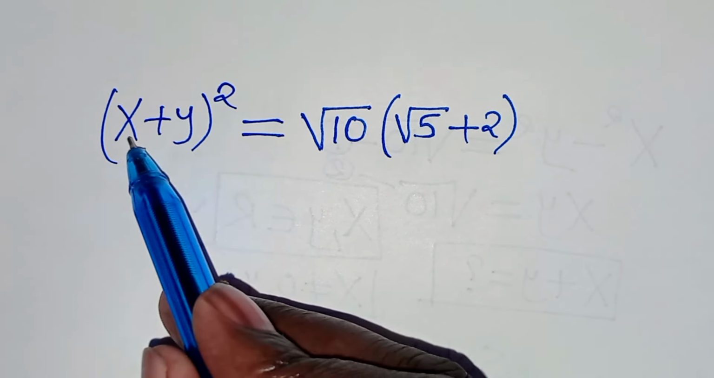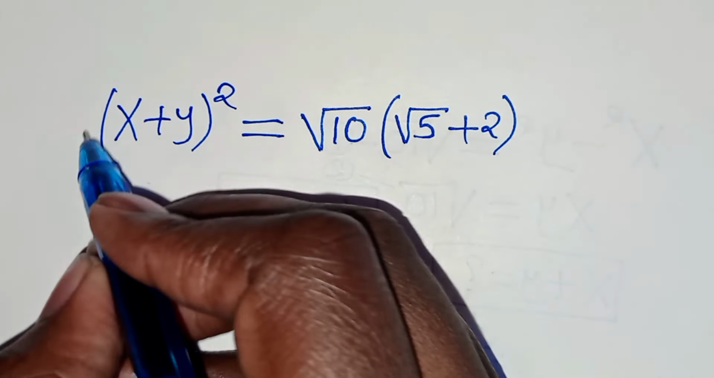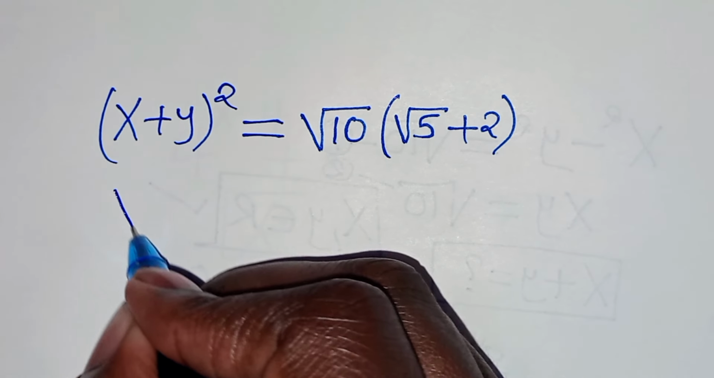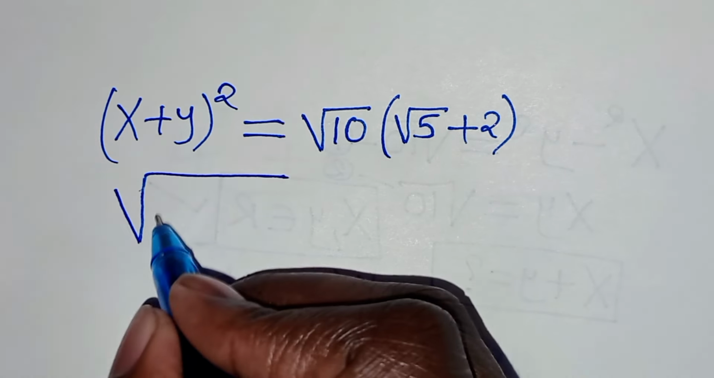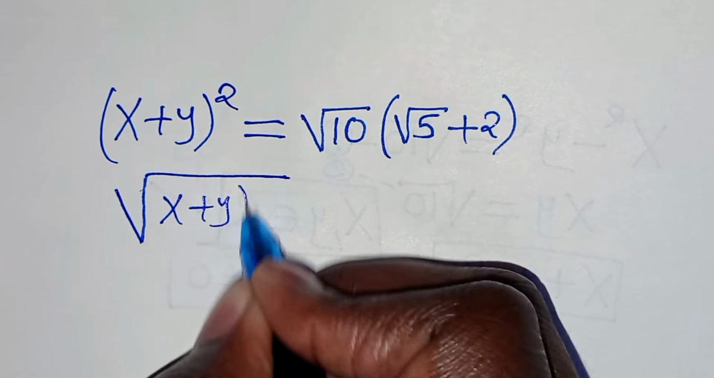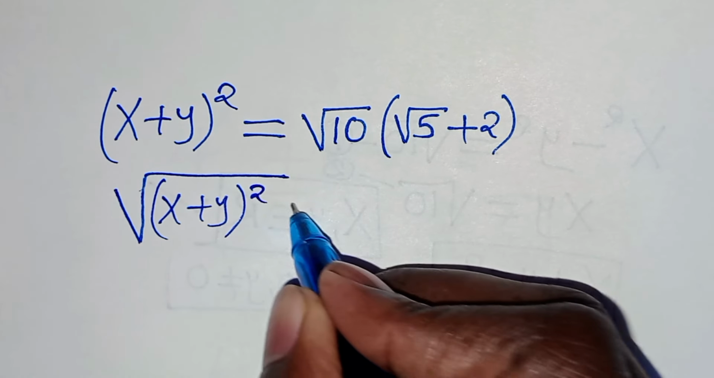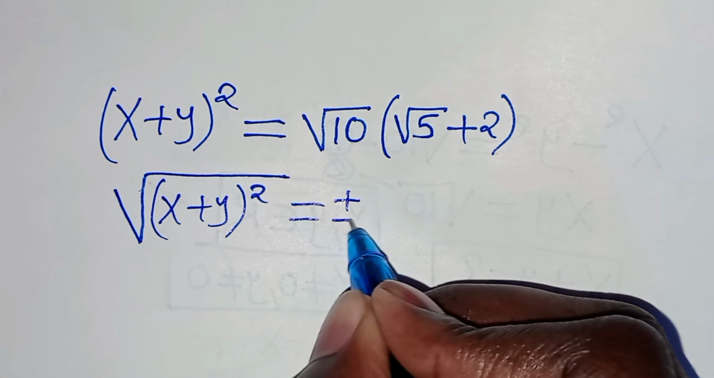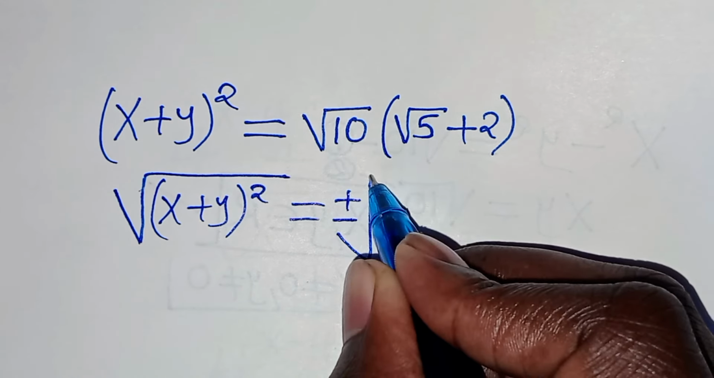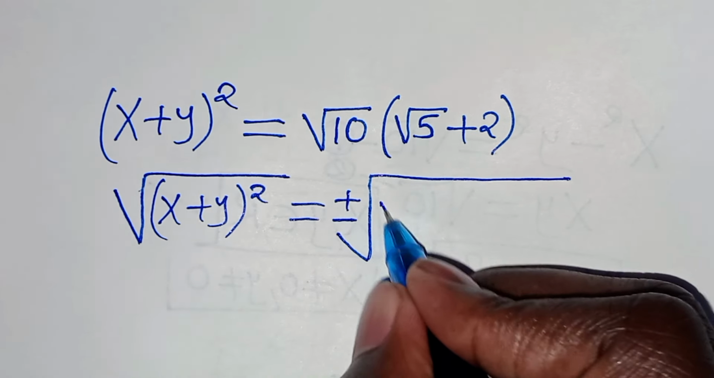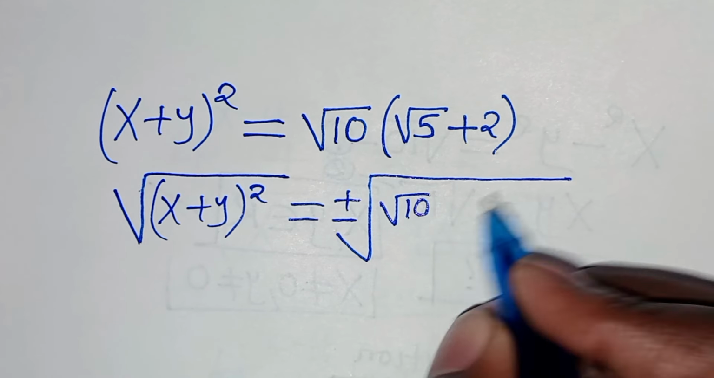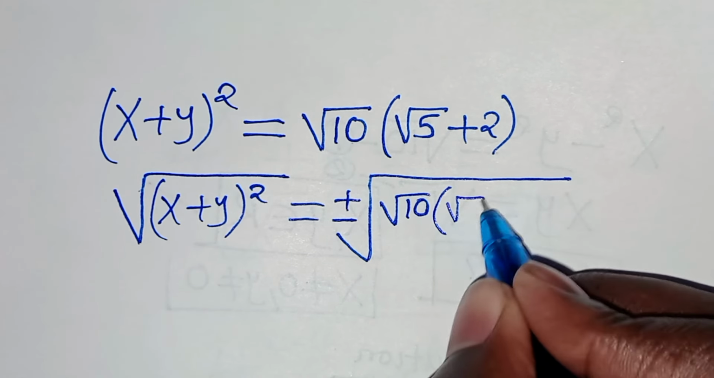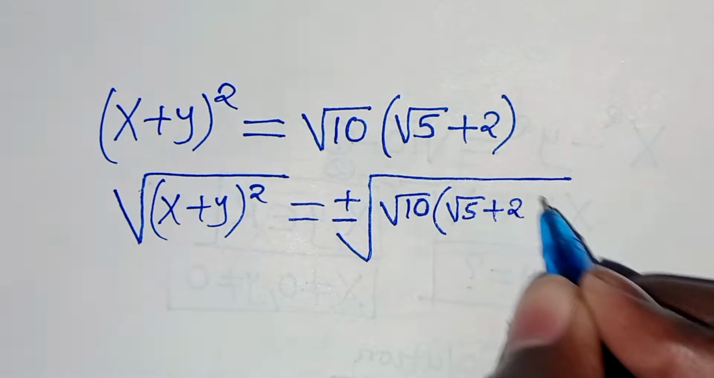Now to solve for x plus y here, let's introduce a square root sign on both sides, so that now we have the square root of (x + y)². This is equal to plus or minus the square root of, here we have root 10 multiplied by root 5 plus 2.